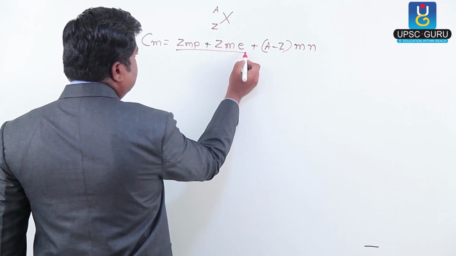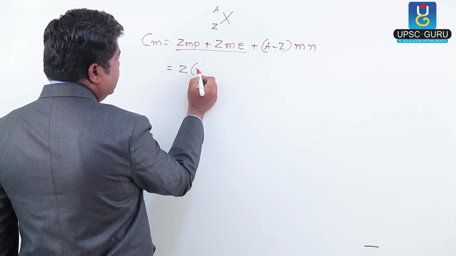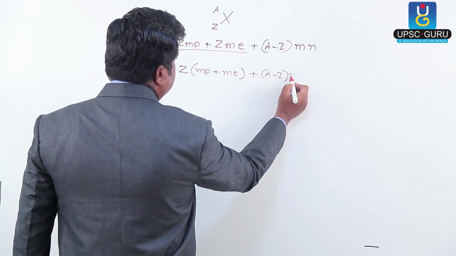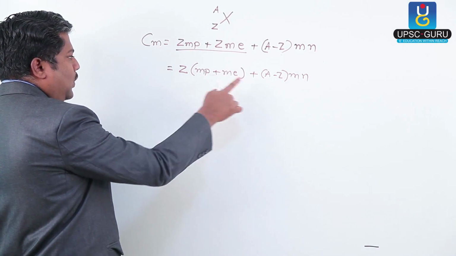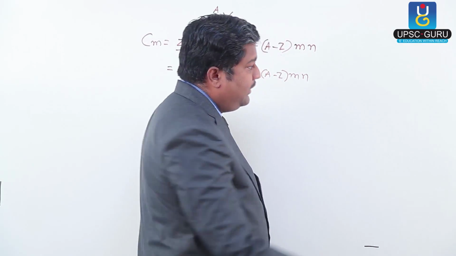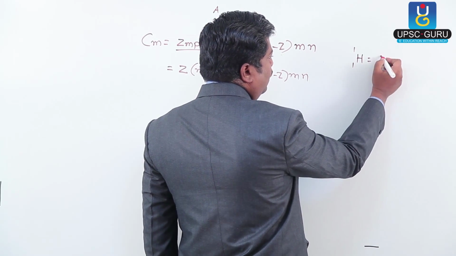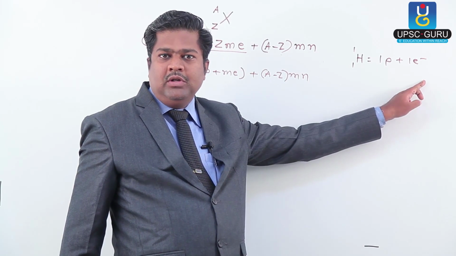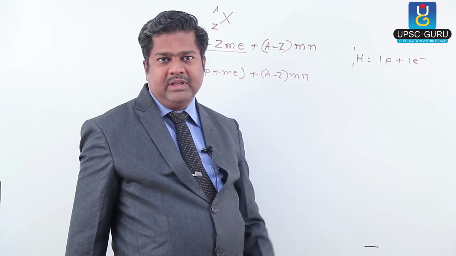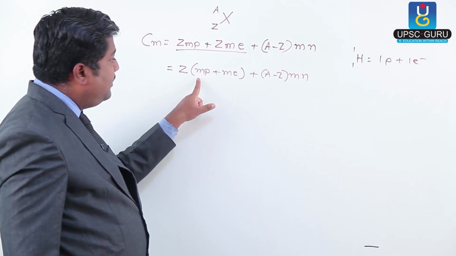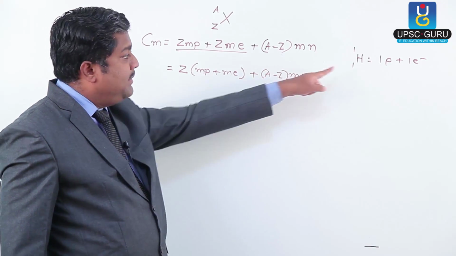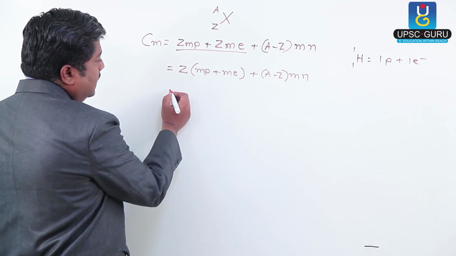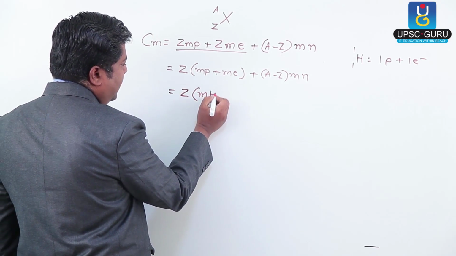Now here Z is common, so I can take Z outside. What is inside? That is the mass of proton plus the mass of electron, plus A minus Z into the mass of neutron. Now what is the mass of proton and mass of electron? You are aware, in the case of the hydrogen atom, there is one proton and one electron. So the mass of one proton plus the mass of one electron is equal to the mass of one hydrogen atom, as previously we discussed. So can I substitute the mass of proton and mass of electron as the mass of a hydrogen atom? The answer is yes, because hydrogen carries one proton and one electron. So I am replacing it here with Z into the mass of hydrogen.